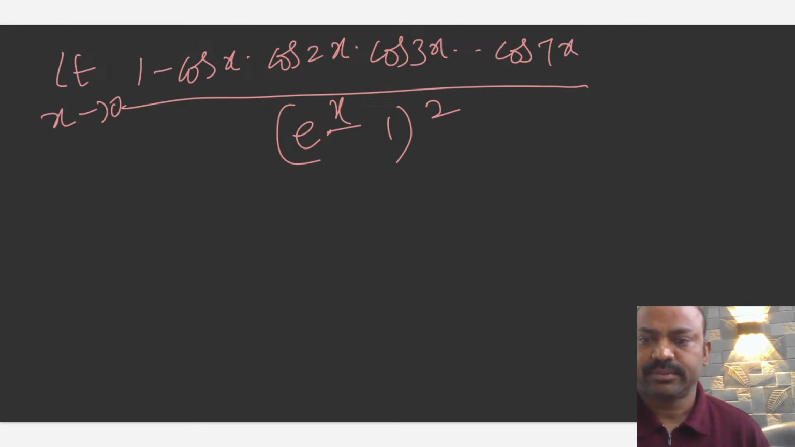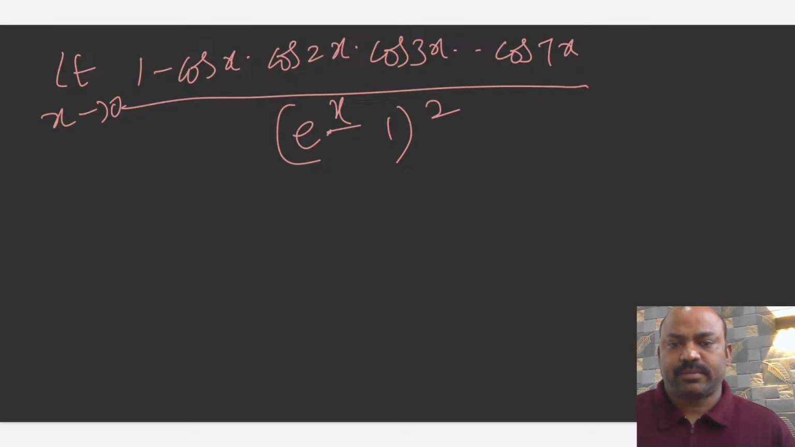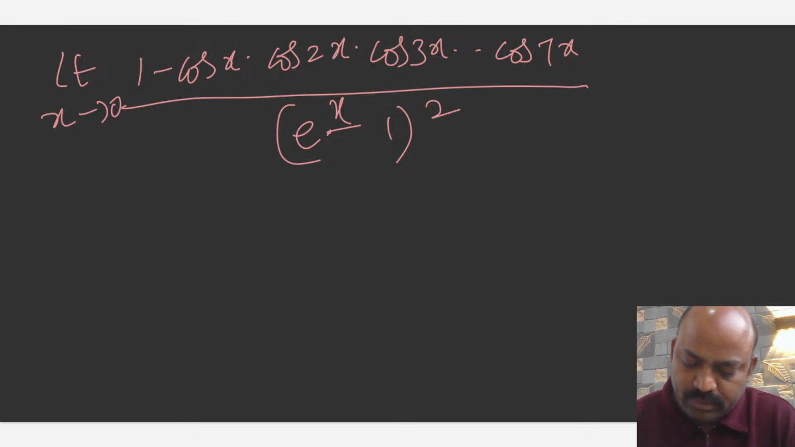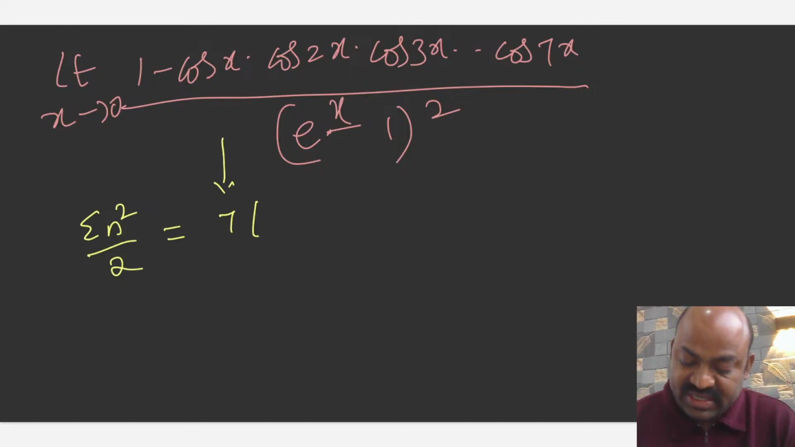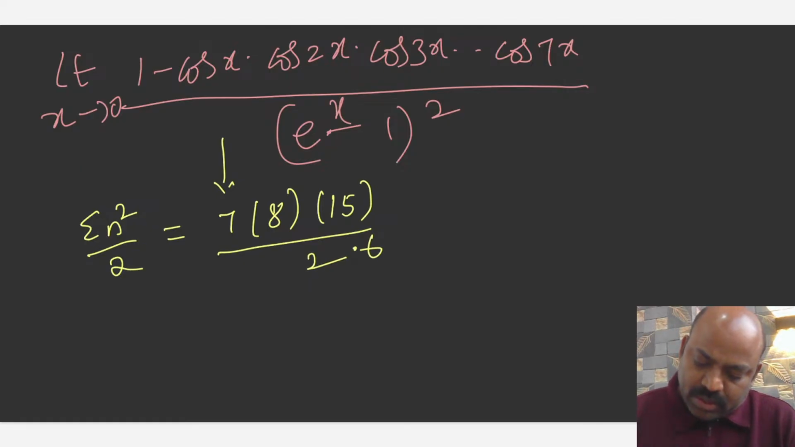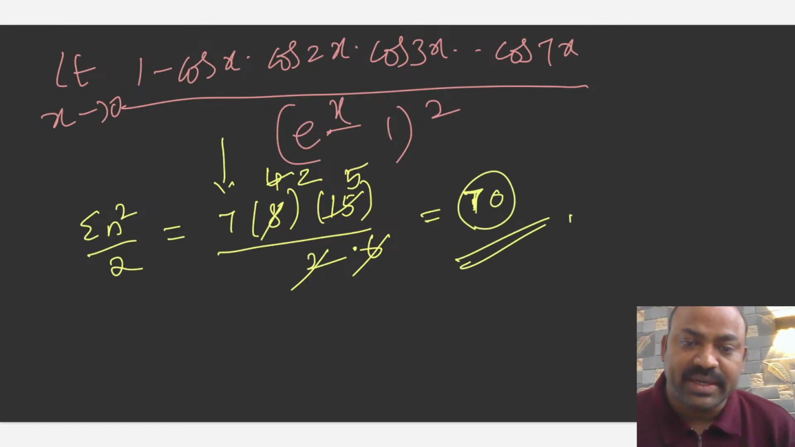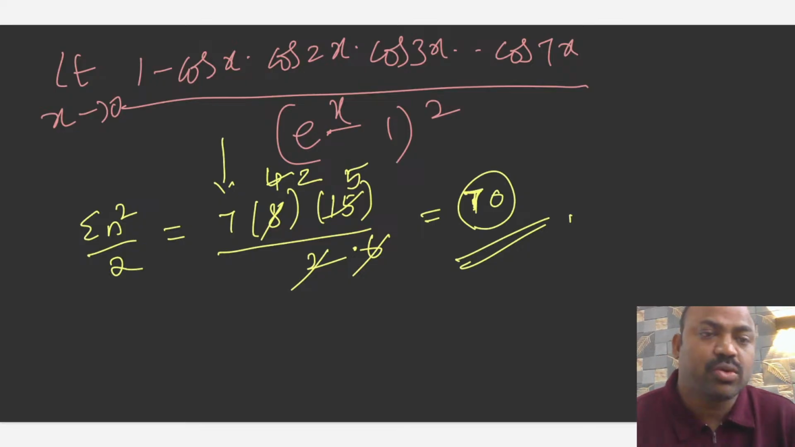Good answer. 70. Check it. So how to proceed? You know, 7 into sigma n square by 2, right? 7 into 8 into 15 by 2 into 6. This is 4 times, 5 times, and 2 times. 14 into 5, it's 70. Wow, beautiful mind. Wonderful. I think you got clarity in this shortcut. Clear? Now let us go to the next thing.